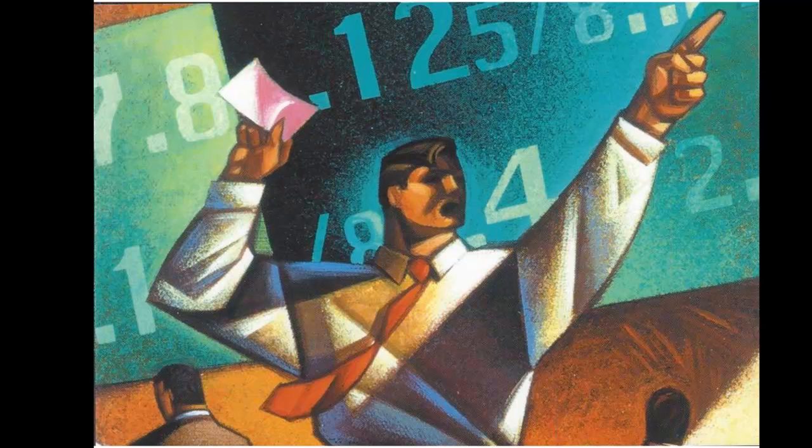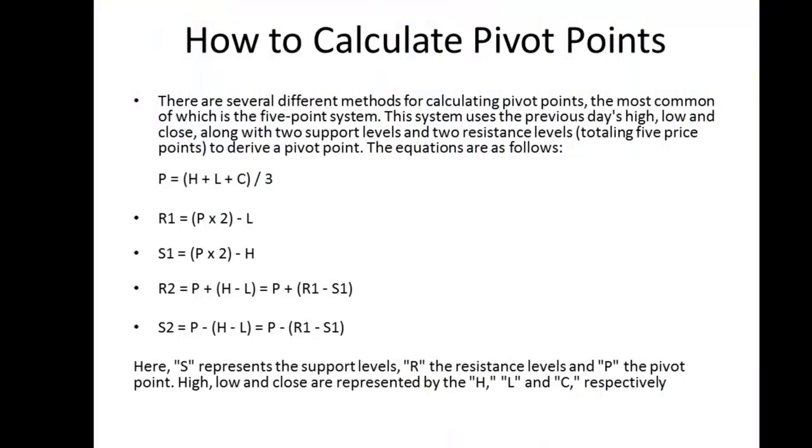So some clever trader came up with a calculation for pivot points. You're pretty well all familiar with the calculation of the pivot points. Basically, the pivot is yesterday's high plus low plus close over 3. So that's the average price for yesterday's action.